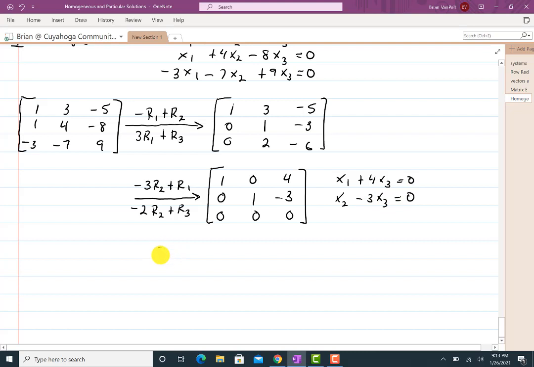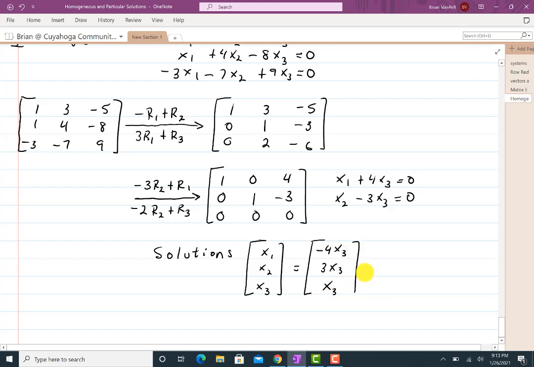And so my solutions x1, x2, x3 look like, let me see, x1 was equal to negative 4x3, x2 was equal to 3x3, and then x3 was just itself. Or I'll pull out the x3, I get negative 4, 3, 1.